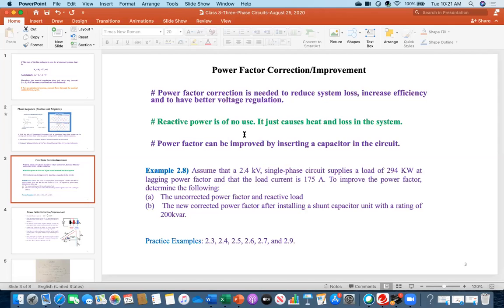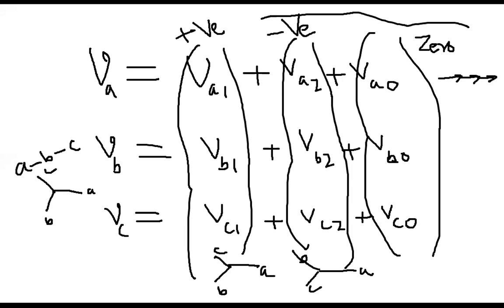But once it is reactive power, like var, kilovar, megavar, or simply var, and the Q value, that is of no use at all. But it is present in the system. You can't avoid it. It just causes heat and loss in the system. And that is the reason today we are discussing power factor correction. One second, I want to take you to that whiteboard.